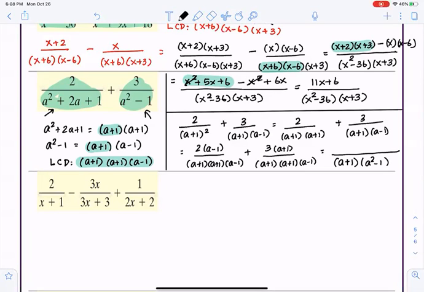So all I have to do now is combine the numerators. So I have 2 times a minus 1, which would give me 2a minus 2. In the second numerator, we have 3 times a plus 1. That would give us 3a plus 3. So 3a plus 2a is 5a. 3 minus 2 is 1. So we have 5a plus 1 divided by a plus 1 times a squared minus 1.